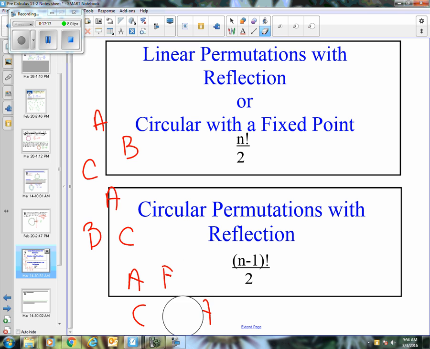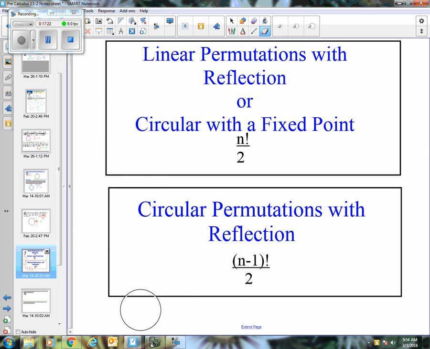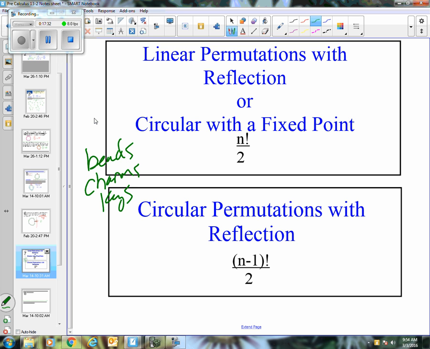We have that reflexive idea. So anything that when you flip it over looks the same, we have that reflection issue. So there's not that many things that we'd be talking about for this. It would be like in your textbook, beads, charms, keys, things like that. Now in reality, we know not every bead, charm, or key looks exactly the same on each side, but that's the sort of the idea of it.